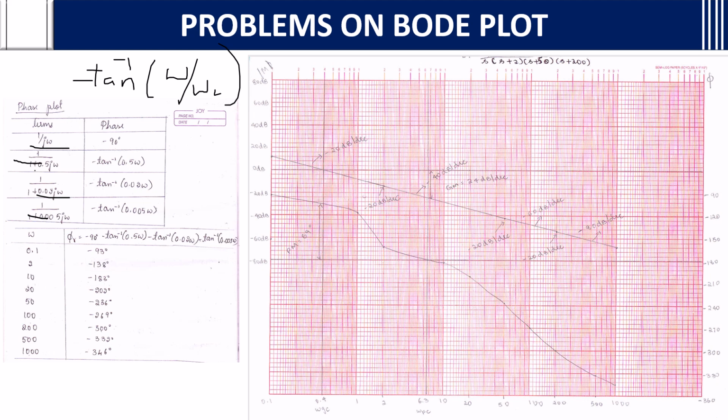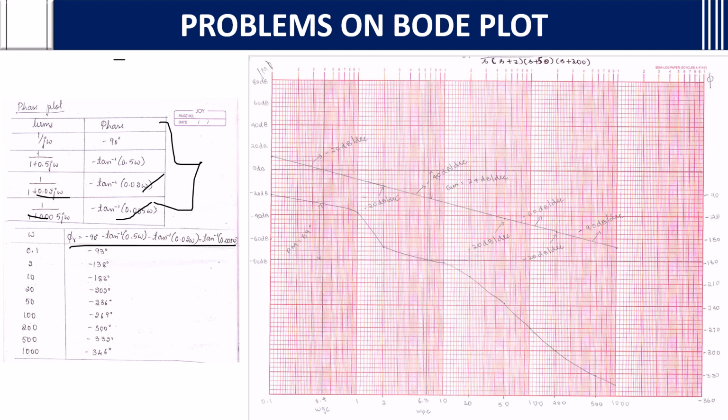Omega here is in the form of omega c itself. So 1 by 2 actually. Omega c value is what? 1 divided by 2, so 0.5 you will get. So tan inverse 0.5 omega, and you will get tan inverse of 0.02 omega minus tan inverse of 0.05 omega. After finding this, you will add them all. You will get the formula in this way for different values of omega.